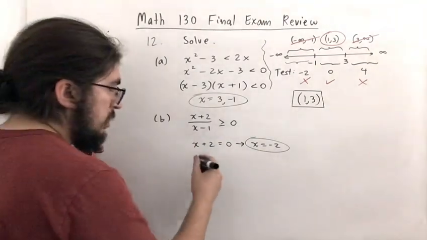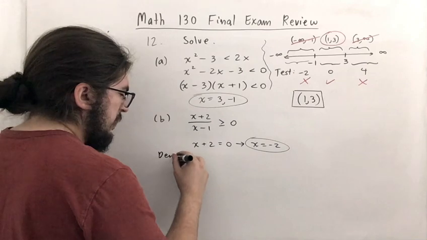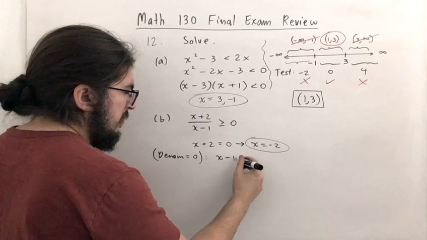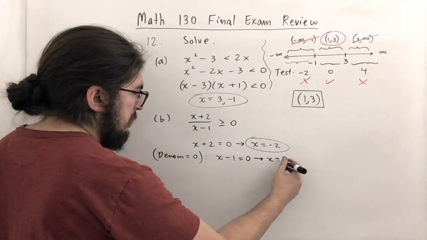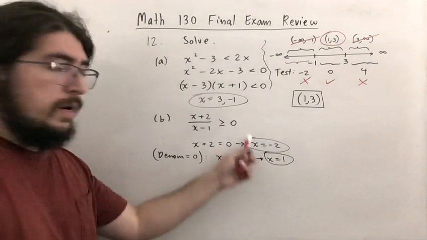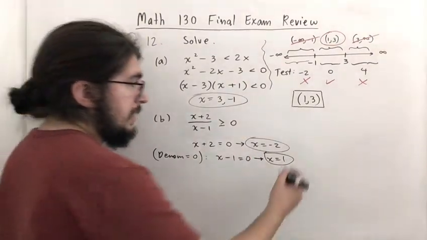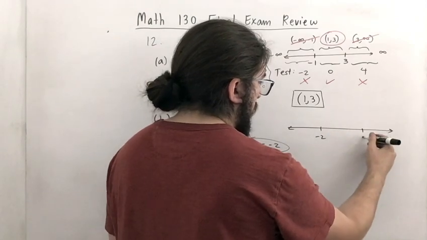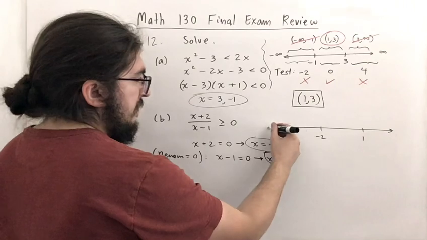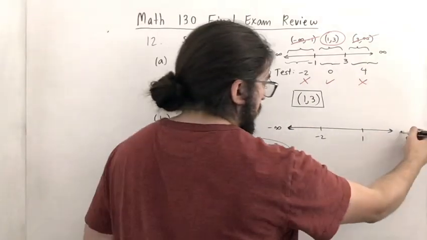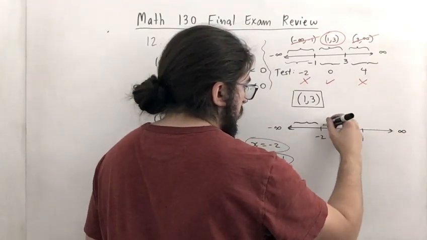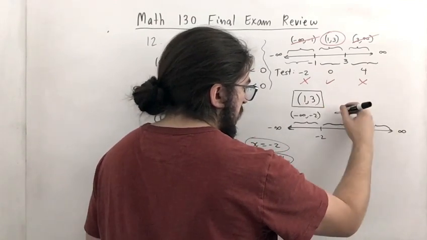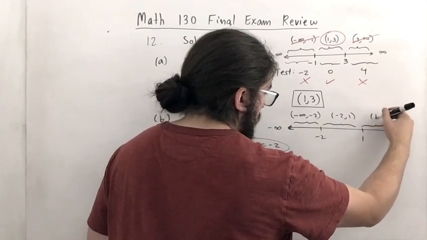Okay? But then also we have to consider when the denominator is equal to 0. So denominator being equal to 0 gives me x minus 1 is 0, which tells me x is equal to positive 1. So these are the numbers we're going to be using to surround our soon-to-be test points, much like we did with the above problem. So in order, we have negative 2, then 1. So negative infinity here, positive infinity here. Let's write these intervals. Negative infinity to negative 2, negative 2 to 1, and 1 to infinity.